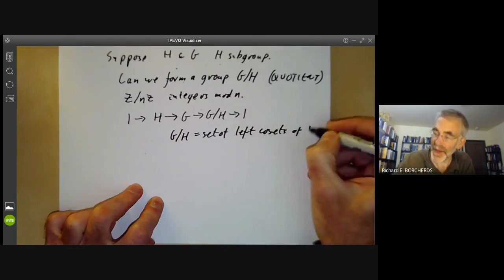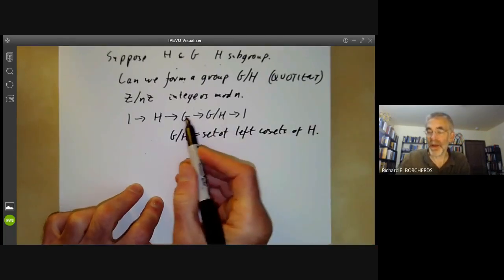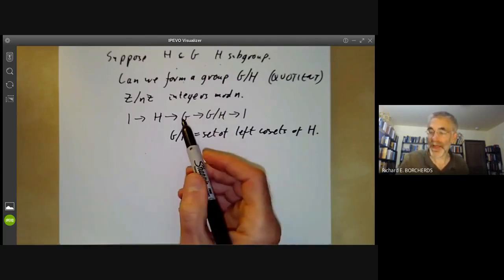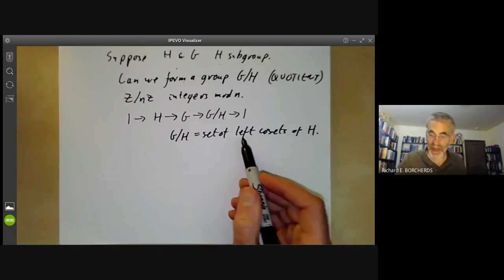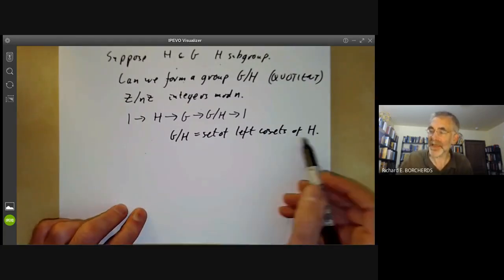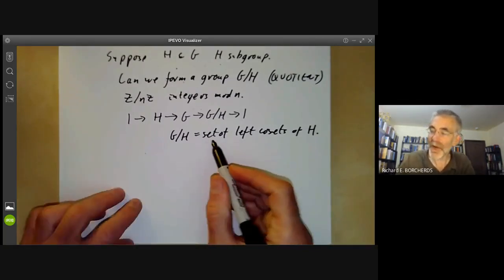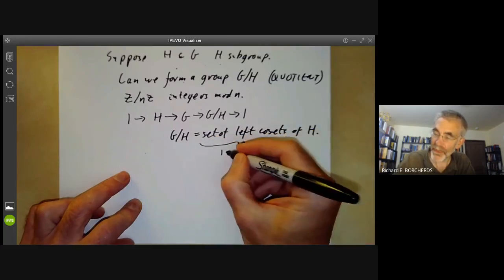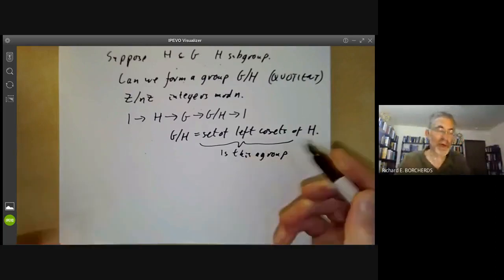So G acts on this quotient group by multiplication. And we saw that any set that G acts transitively on is the set of cosets of something. So G over H has to be the set of left cosets of H if it's anything at all. So the question is, can we make this into a group? Is it a group in a natural way?